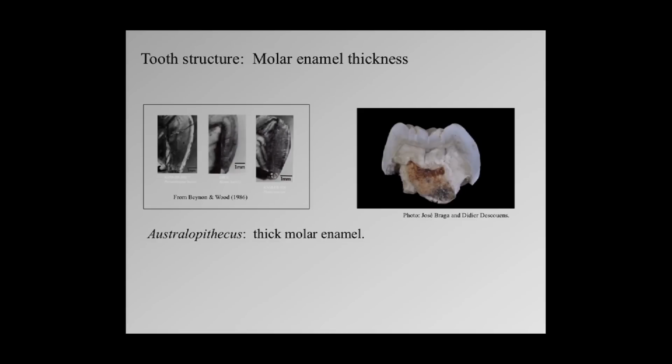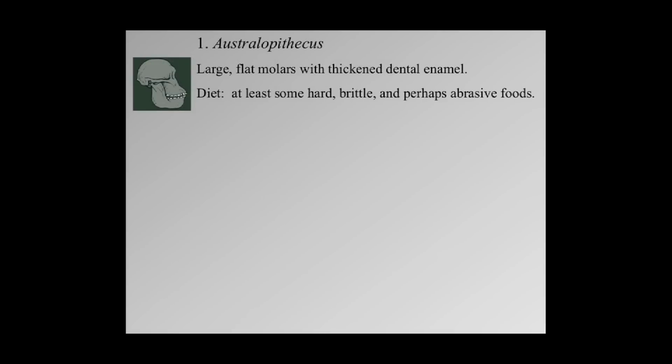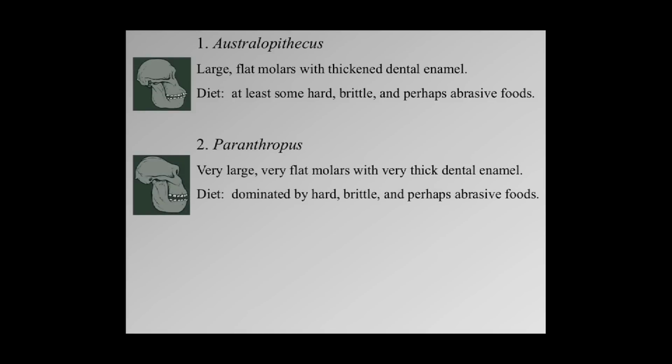Well, again, life's pretty complicated, but the general take-home message might be that on average, Australopithecus has thick molar enamel, Paranthropus has extremely thick, hyperthick molar enamel, and early Homo has, on average, thinner enamel, especially from Homo erectus on. In sum, then, large flat molars with thickened dental enamel and a diet of at least some hard, brittle, and perhaps abrasive foods is what has been suggested for Australopithecus. For Paranthropus, very large flat molars with very thick dental enamel, and a diet dominated by hard, brittle, and perhaps abrasive foods, dominated, potentially, not just some.